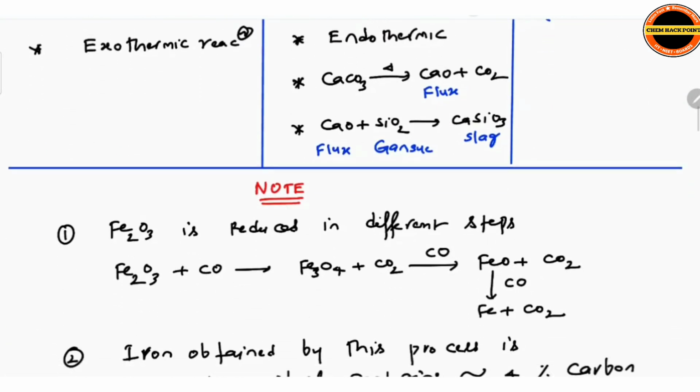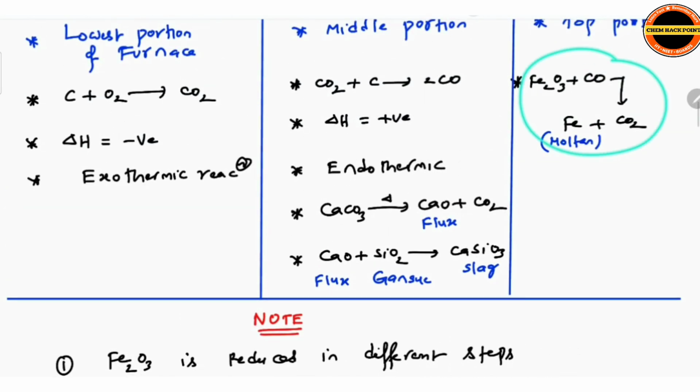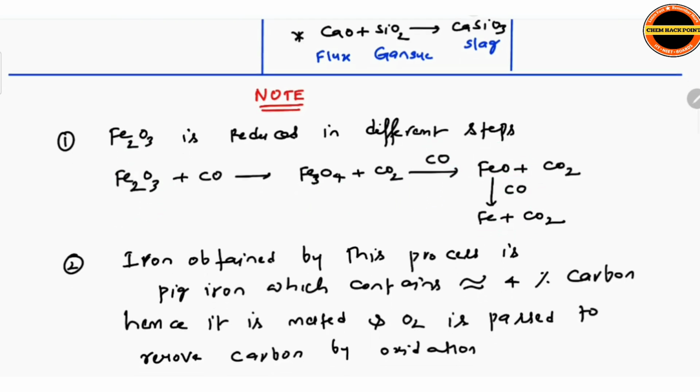Fe2O3 is reduced in different steps. Here we mentioned reduction, right? It is reduced in different steps. First Fe2O3 forms Fe3O4. Again carbon monoxide gives FeO. Again carbon monoxide gives Fe. Finally we are getting Fe.